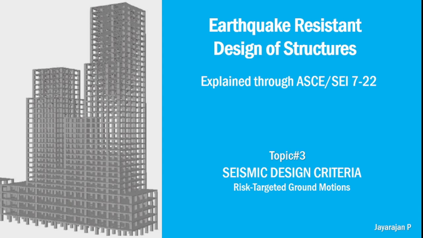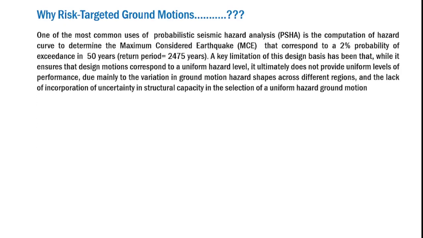So let us see what exactly is the background behind risk-targeted ground motions. So that's why I put up a question: why risk-targeted ground motions? We obviously know that a probabilistic seismic hazard analysis, known as PSHA, normally provides us a hazard curve to determine the maximum considered earthquake, MCE, that normally corresponds to a 2% probability of exceedance in 50 years. That is equivalent to a return period of 2475 years. So fine, it provides us the design ground motions.